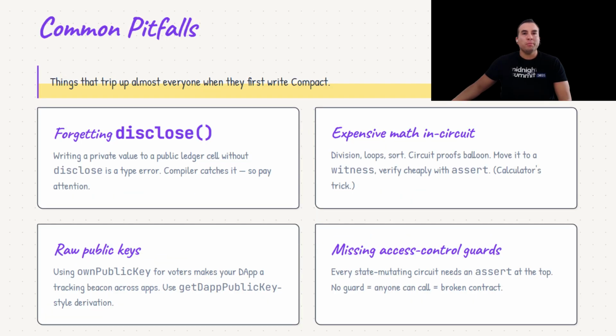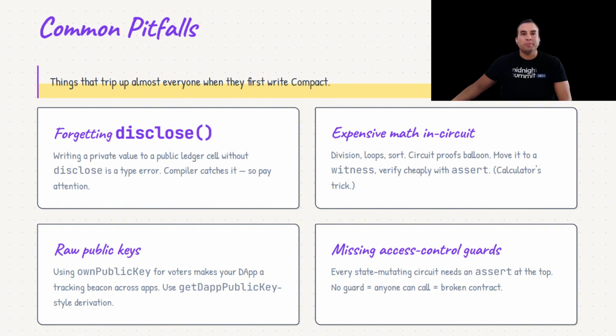One bonus before we leave section 2. 4 mistakes I see almost everyone make when they first write compact. Learn this now, save yourself hours later. Number 1, forgetting disclose. When you write a private value into a public ledger cell without wrapping it in disclose, the compiler catches it as a type error.